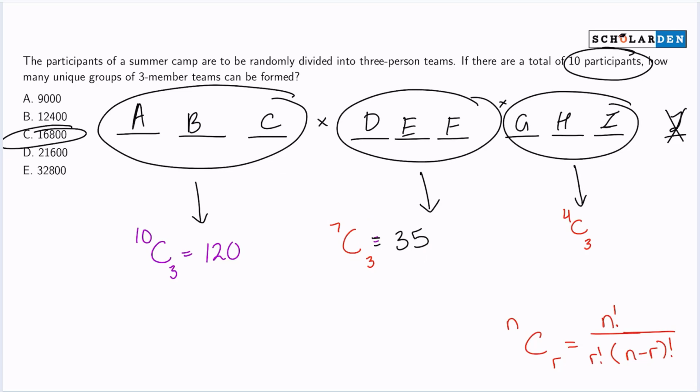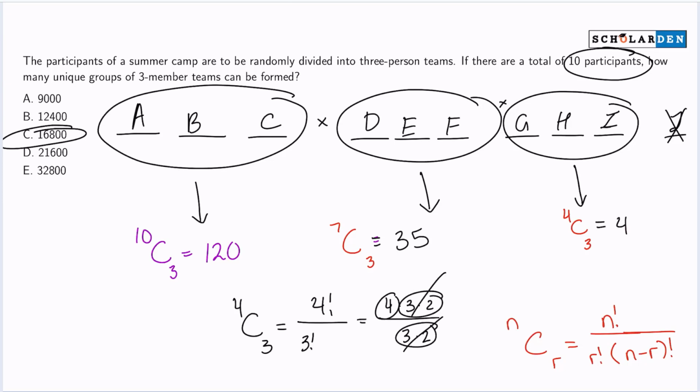35. And now from 4, pick 3. Here we go. 4 combine 3. I have a good feeling that this is going to be a lot smaller because we're going to have 4 factorial divided by 3 factorial, and then 4 minus 3 factorial, which is 1 factorial. 1 factorial is just 1, so we're good. And so 4 factorial divided by 3 factorial, well, remember that this is going to be 4 times 3 times 2. 3 factorial is 3 times 2. Just left with 4. And there we are.